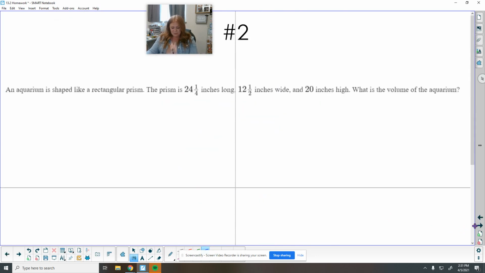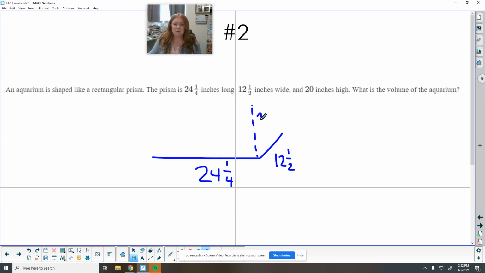Okay, number 2 tells us that an aquarium is shaped like a rectangular prism. The prism is 24 1/4 inches long. It goes back 12.5 inches, and then it goes up 20 inches. So what is the volume? Length times width times height. So we need to make these improper. So 24 times 4, go ahead and do that.